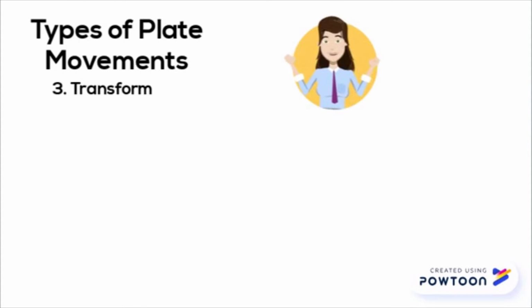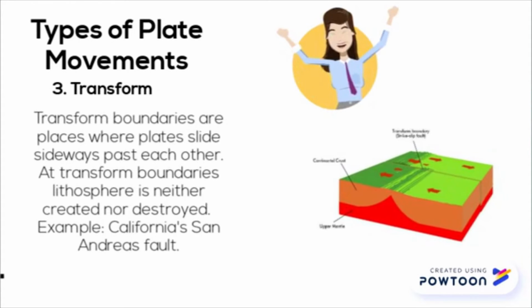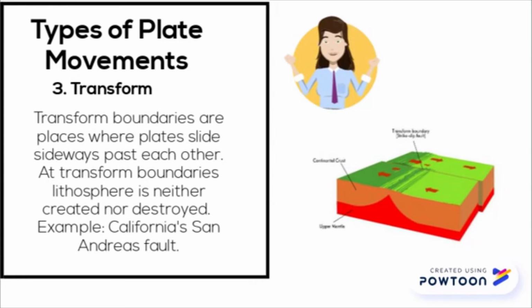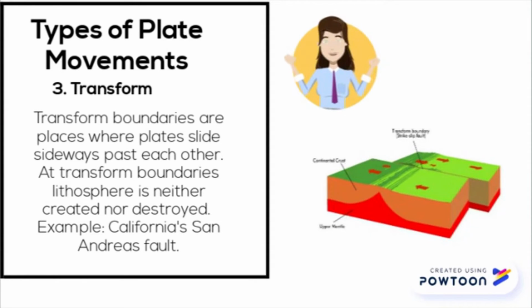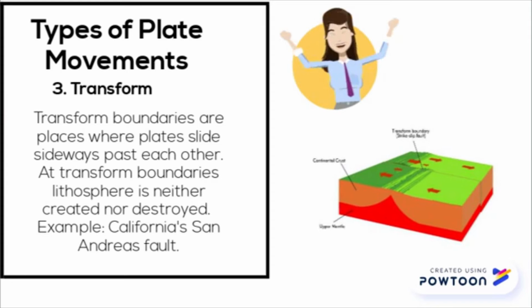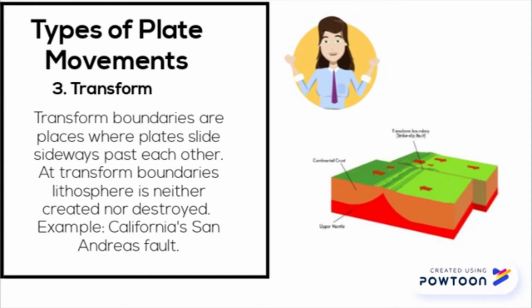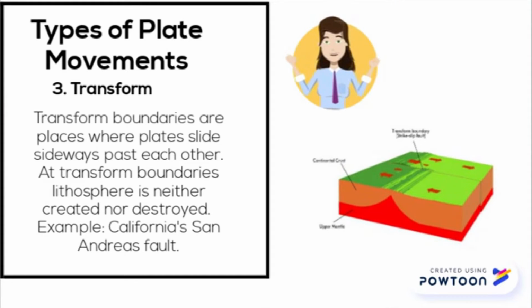Transform. Transform boundaries are places where plates slide sideways past each other. At transform boundaries, lithosphere is neither created nor destroyed. Example is the California San Andreas Fault.